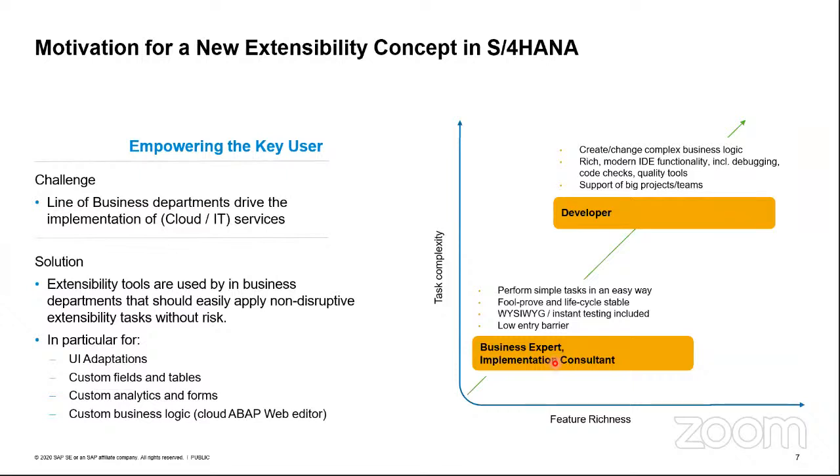So how are these transferred to a key user who would mostly be part of an LOB who just drives the implementation? Extensibility tools are open to business departments, who should be able to apply the extensibility tasks without disrupting any other tasks and without any risk. Specifically, this is for UI adaptations, custom fields and tables, custom analytics and forms, and custom business logic. It also talks about a cloud web editor, and I will show it to you subsequently during the call.